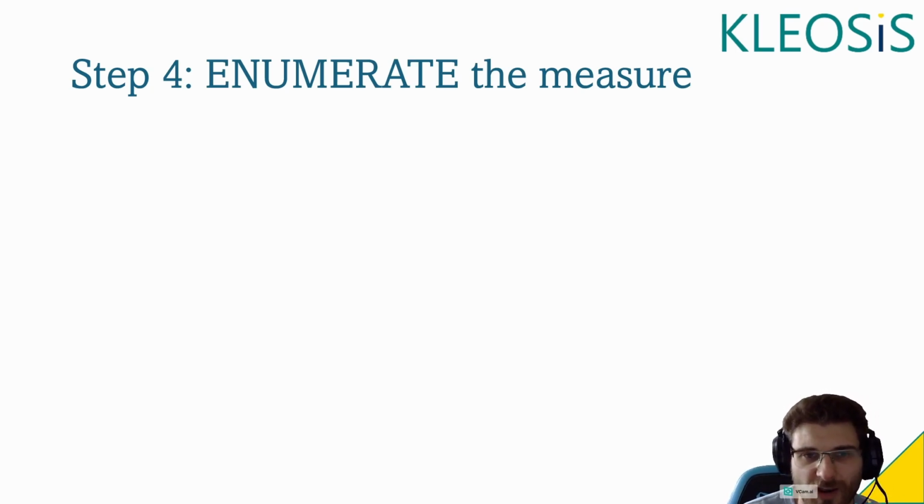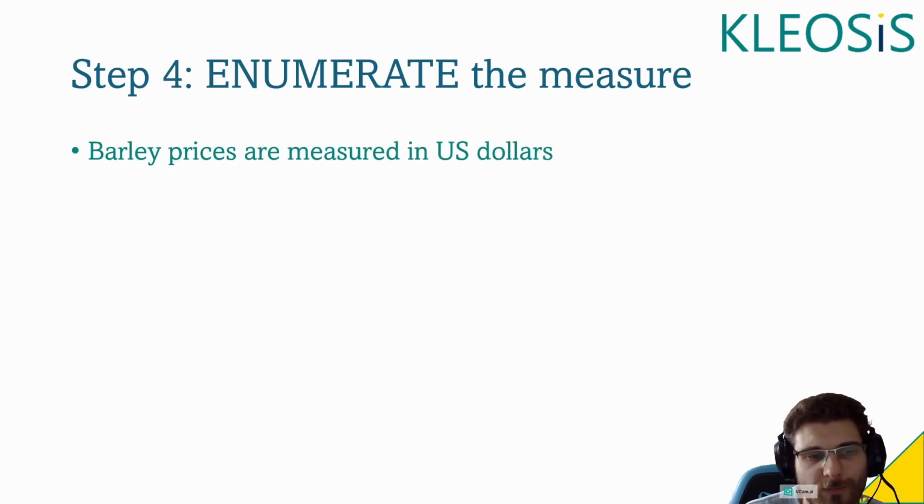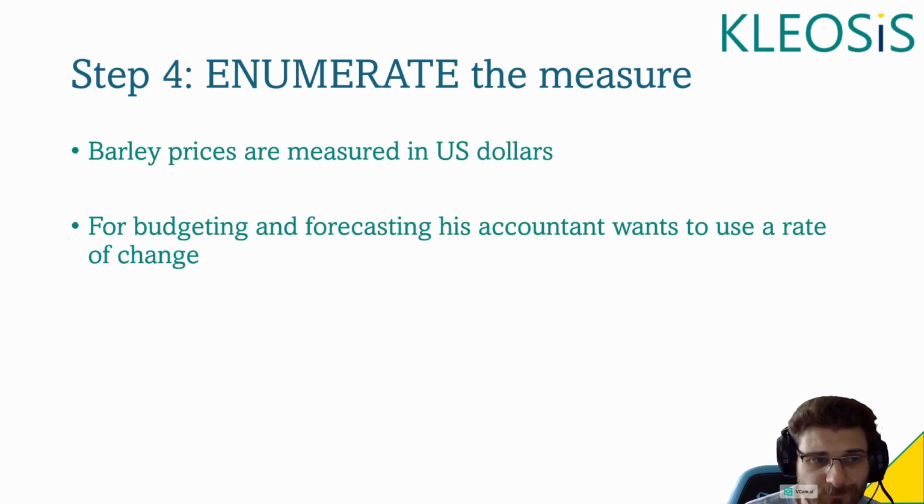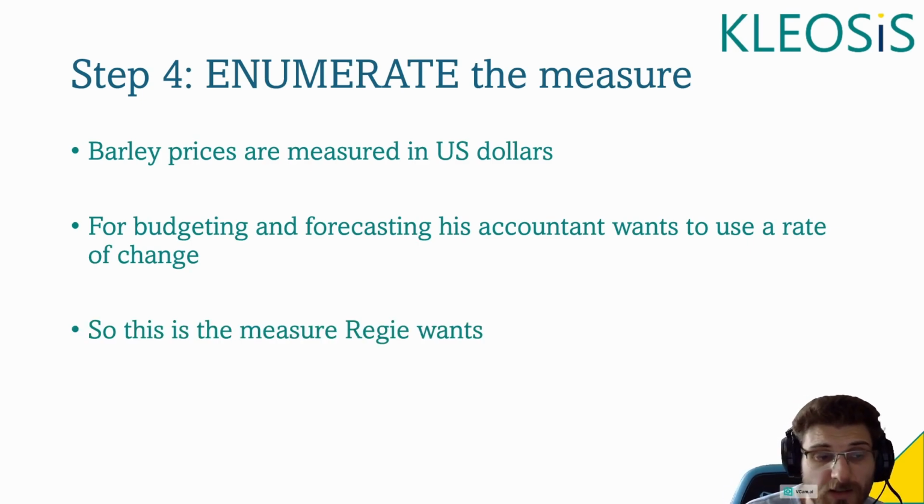So this is about counting. We know that barley prices are measured in US dollars. We know that for budgeting and forecasting, Reggie's accountant would want to use a rate of change. And basically this gives us the measure that we know Reggie would probably want.